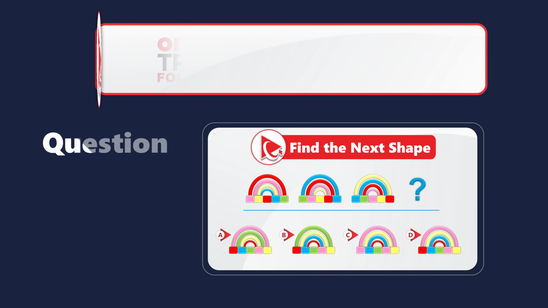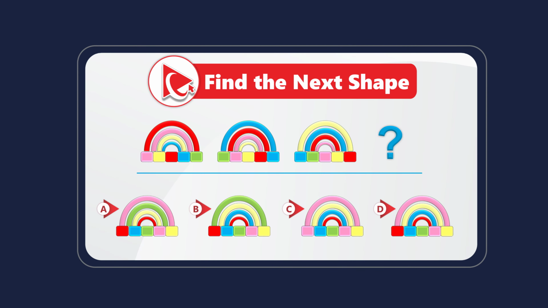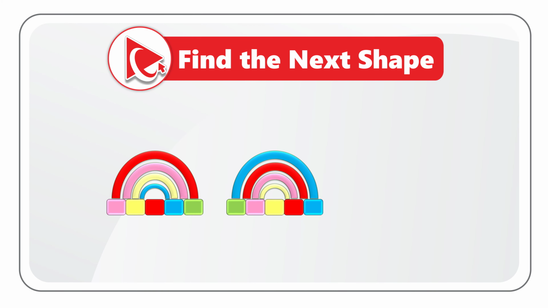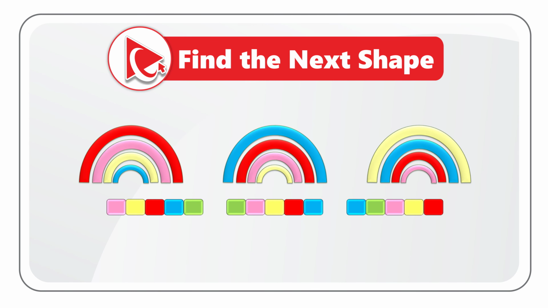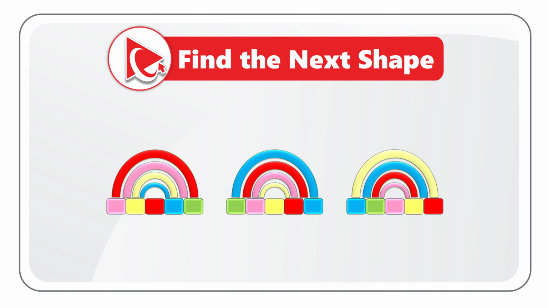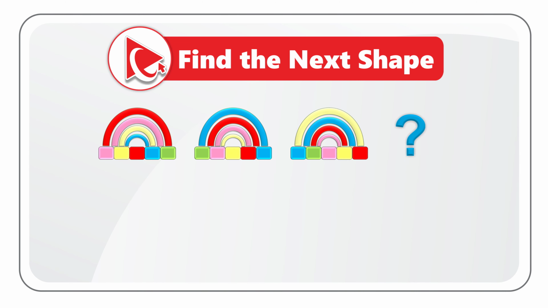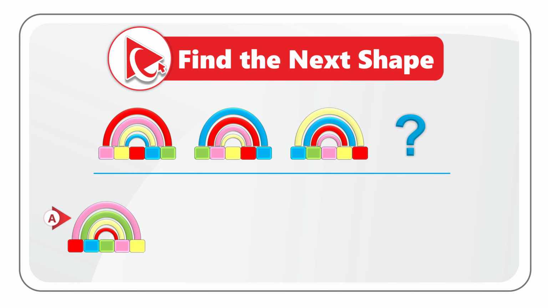Here's the very unusual question, which tests your analytical skills, pattern recognition skills, as well as spatial reasoning. You're presented with 3 very unusual shapes. You have a rainbow consisting of 4 sections on the top and then 5 squares at the bottom of this shape. Each shape has a unique set of different colors. You need to detect the pattern and based on that recognize shape number 4 out of 4 possible choices. Choices A, B, C, and D.